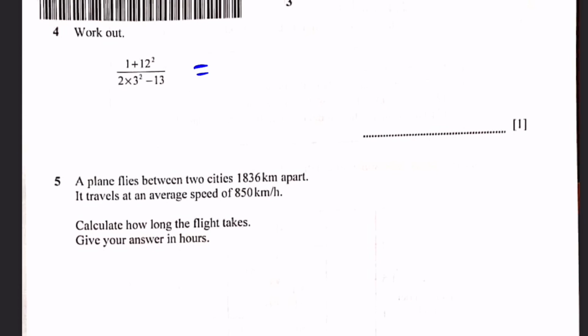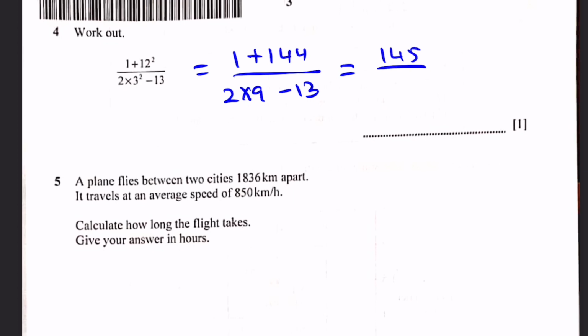Work out 1 plus 12 squared, divided by 2 multiplied by 3 squared, minus 13. So that is equal to 1 plus 144 divided by 2 multiplied by 9, minus 13. 145 by 18 minus 13, which is 5. That will be equal to 29. That's the answer.